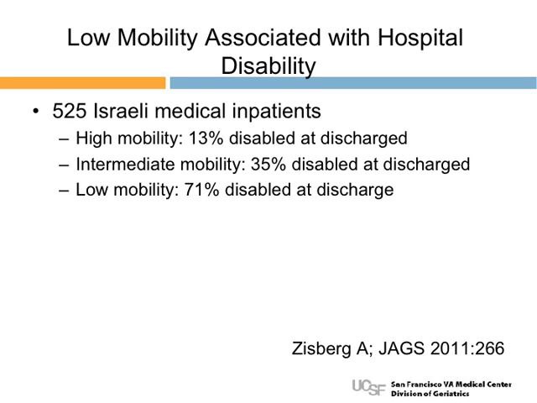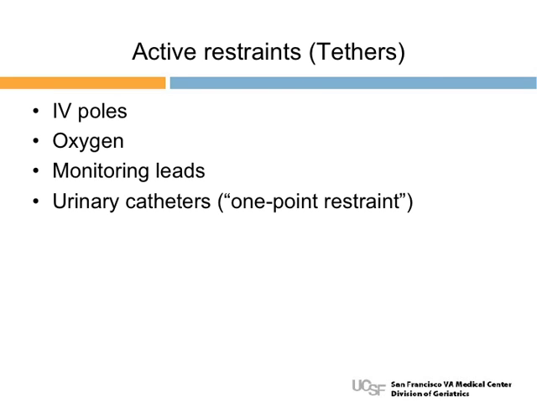Those who had high mobility had a 13% risk of being disabled at discharge. Those who had intermediate mobility had a 35% risk of being disabled, and those who had low mobility had a 71% risk of being disabled. So nice, simple evidence that basically suggests that the work all of you are trying to do to mobilize patients in the hospital really, really matters.